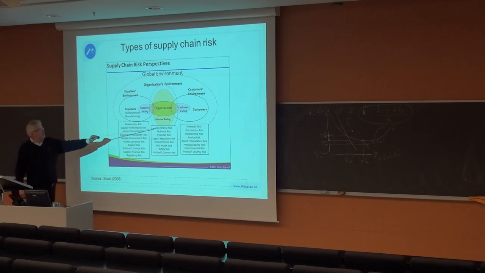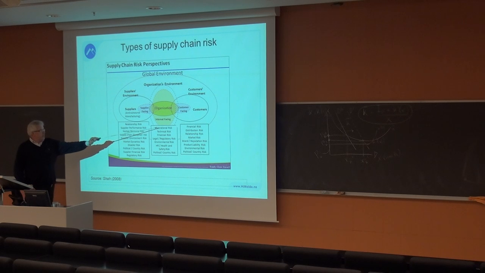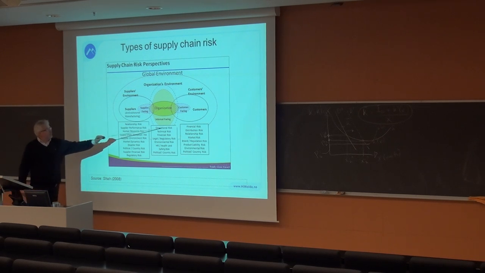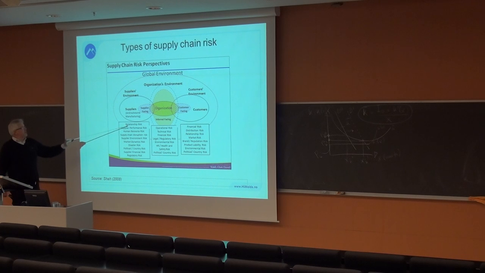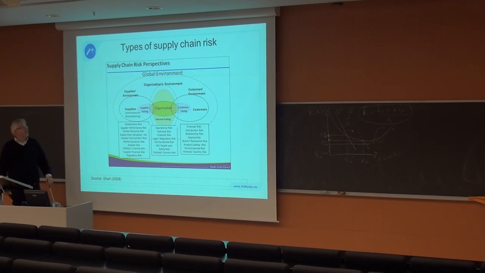When it comes to the focal firm, there are slightly different types of risk. You have the operational risk connected to your production. We don't call it operational risk on this side. We call it more supplier performance risk, right? But it's embedded in the supplier performance risk, the operational risk at the suppliers.